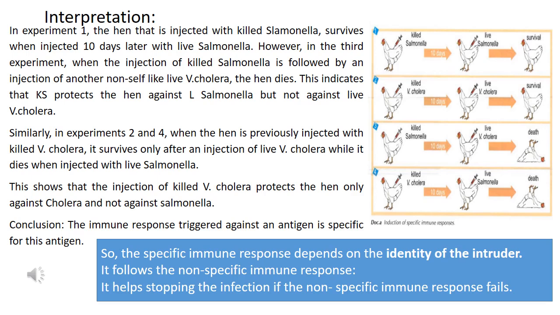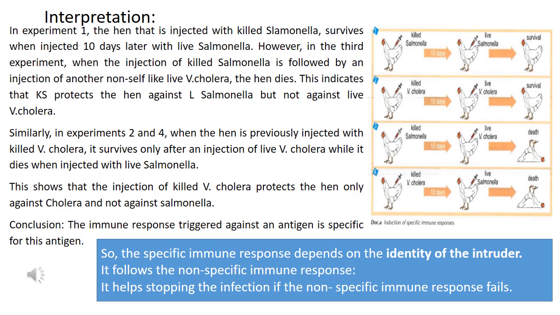Similarly, for experiments 2 and 4, when the hen is previously injected with killed cholera, it survives only after the injection of live Vibrio cholera, while it dies when injected with live salmonella. So the injection of killed Vibrio cholera protects the hen only against cholera and not against salmonella. To conclude, the immune response triggered against an antigen is specific for this antigen.